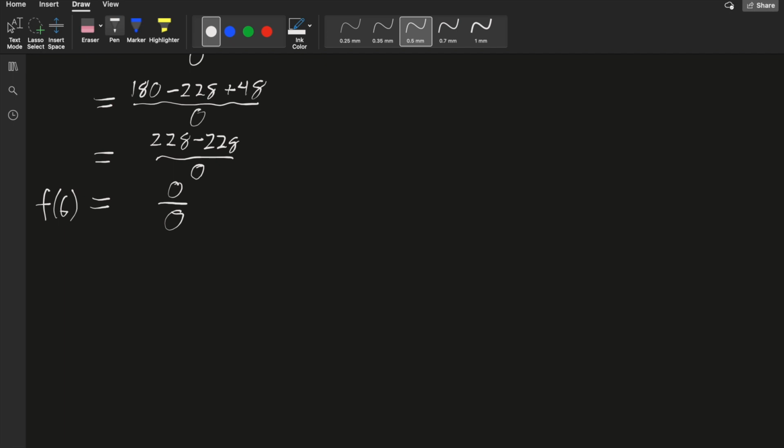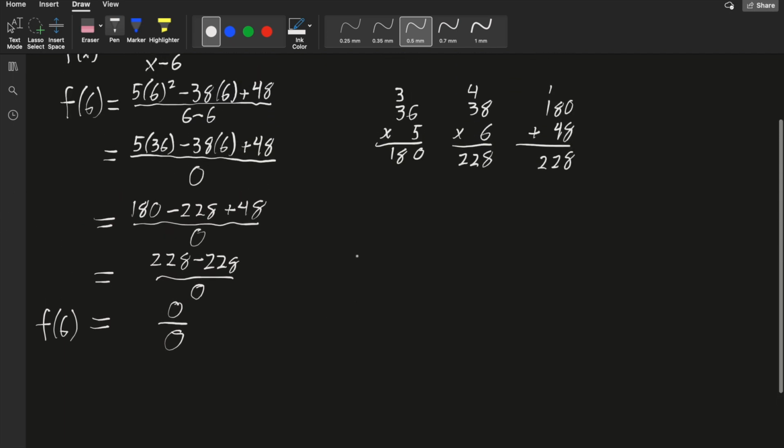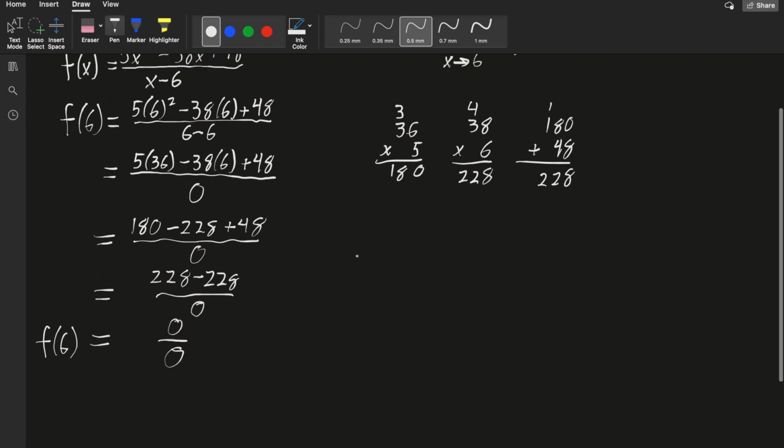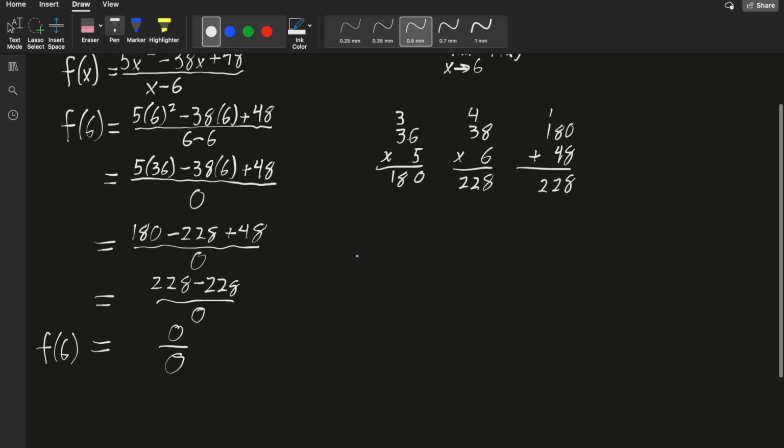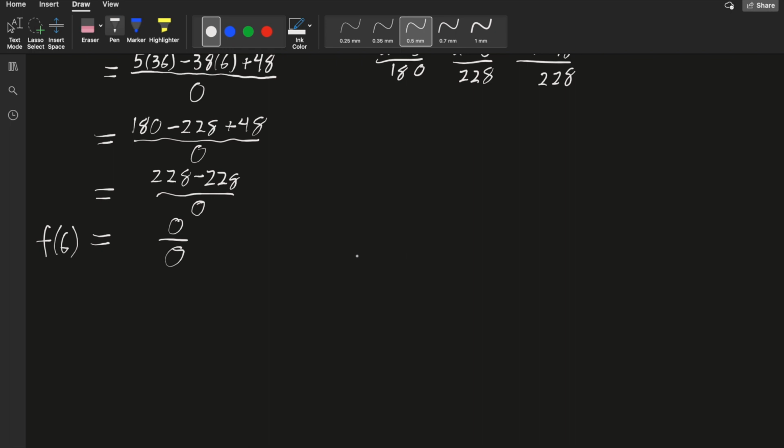That means we need to go ahead and take our initial equation and try to factor the numerator. So I'm going to pull it from up here. We've got 5x squared minus 38x plus 48. And right now we're just going to work with this numerator, and then we're going to move it back on top of the fraction later.